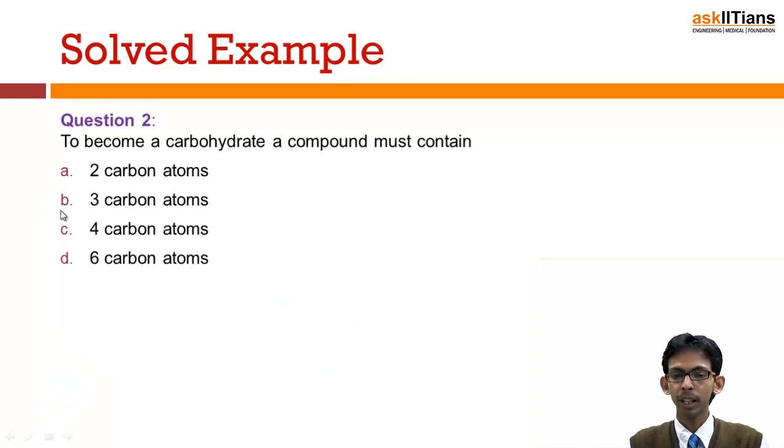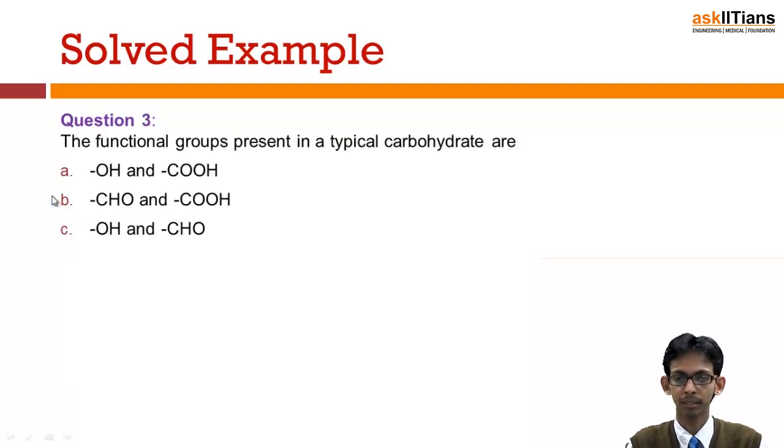Next is, to become a carbohydrate, a compound must contain at least 3 carbon atoms, because we know the smallest carbohydrate is glyceraldehyde with 3 carbon atoms. So the correct option is B here. It must have at least 3 carbon atoms.